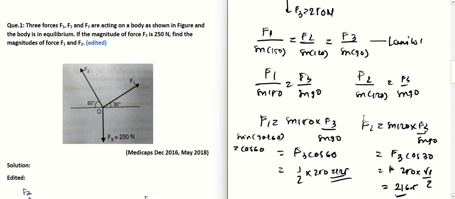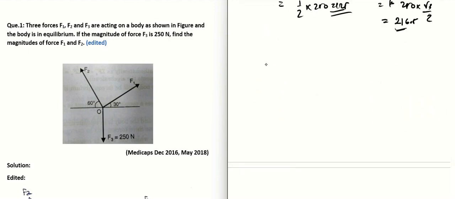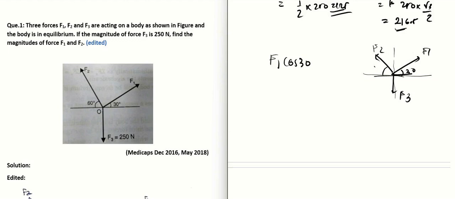We can also apply the equilibrium condition here. Let me explain. This is one force, and a 30 degree angle is given. This is another force, and this is the third force, F3. There are two directions, this is the vertical direction and this is the horizontal direction, and you can apply equilibrium in both directions. So this is F1, this is F2, this is 60, this is 30.